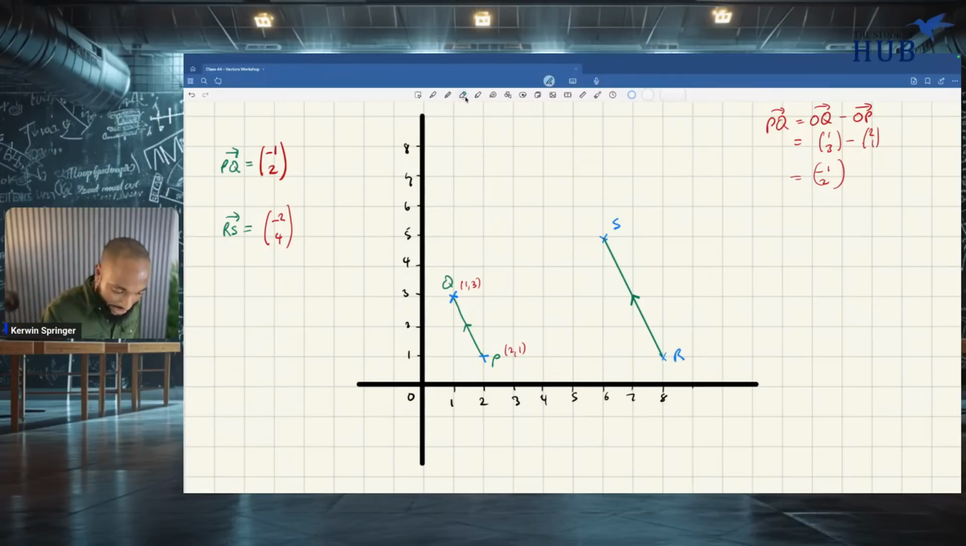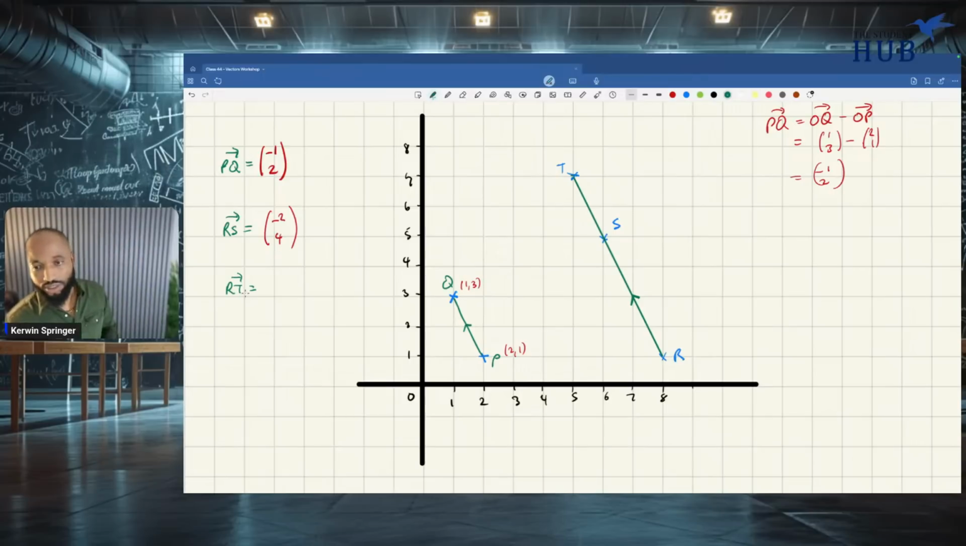Even if I extended this, and instead of having S, what if I had a T up here? What is RT now? RT is go backward 3, go up 6. Can you see that all of these vectors are parallel to each other?